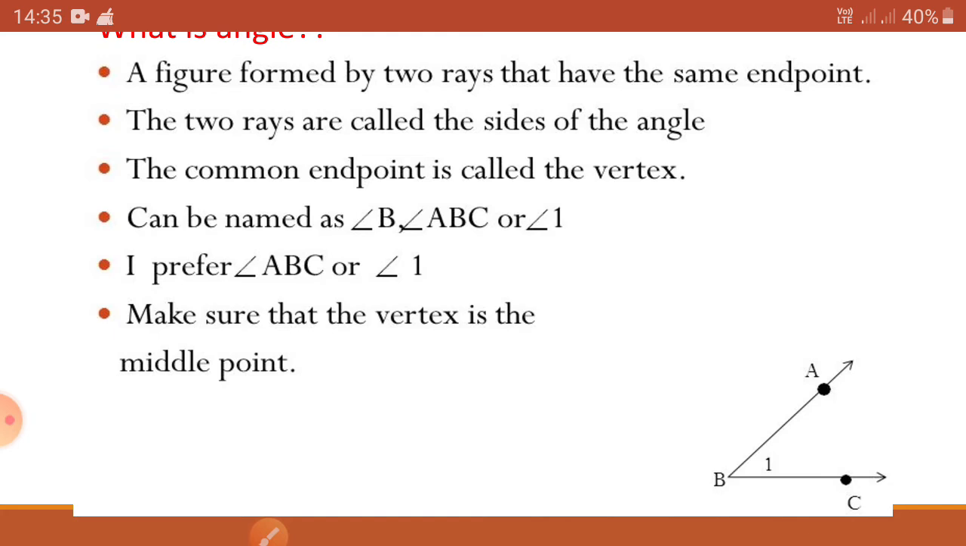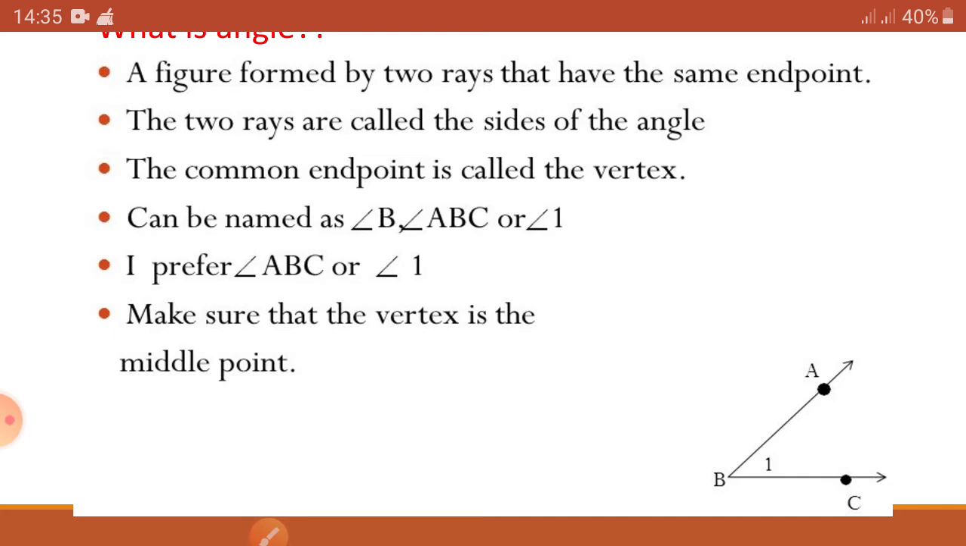Okay, or you can say that arms of this angle. So what are the properties of an angle? A figure formed by two rays that have the same endpoint. Number 2, the two rays are called the sides or the arms of the angle. Next point is, the common endpoint, here it is B, is called as the vertex.